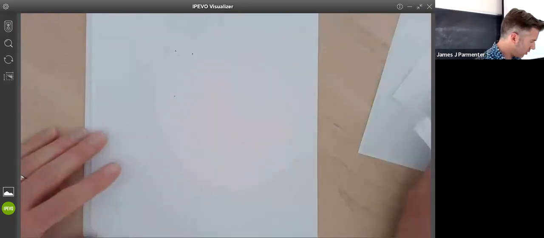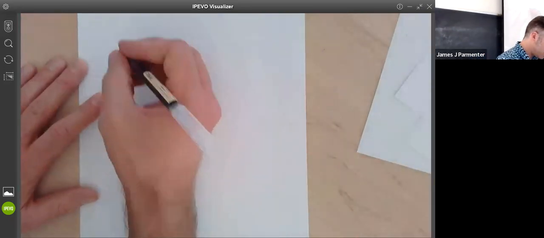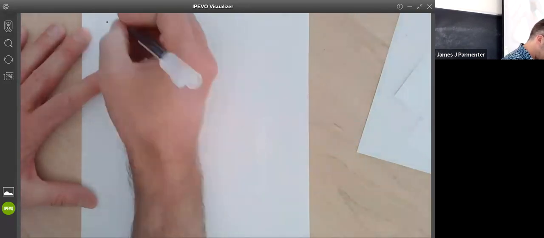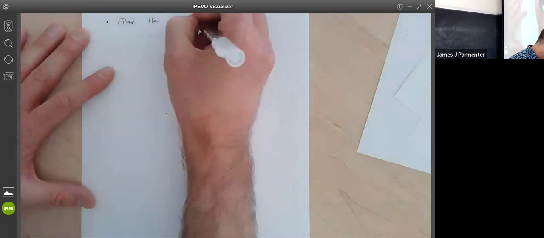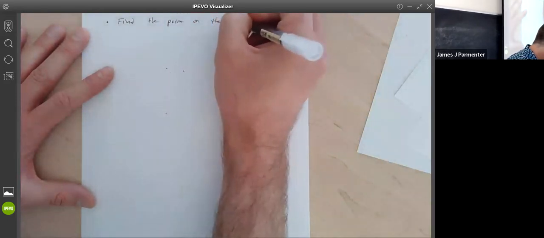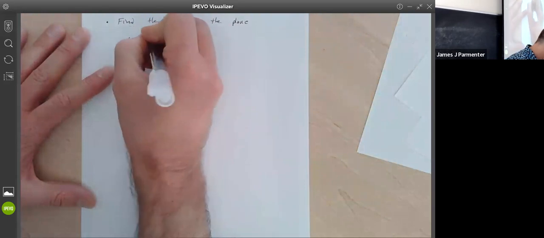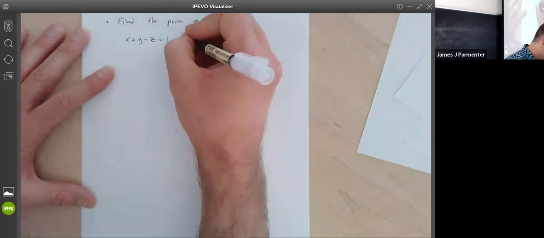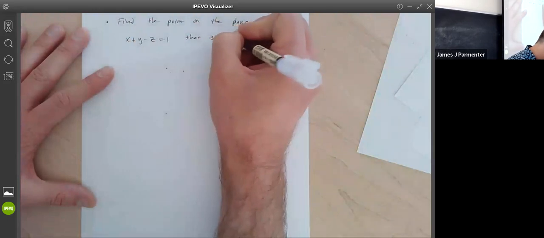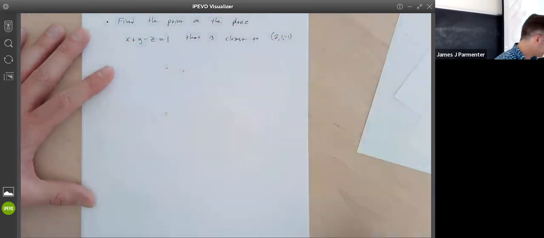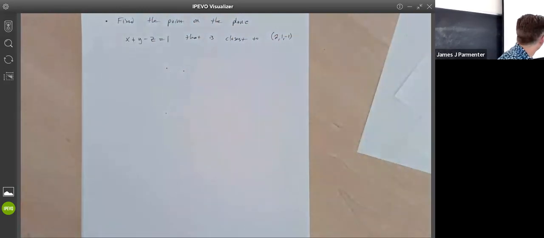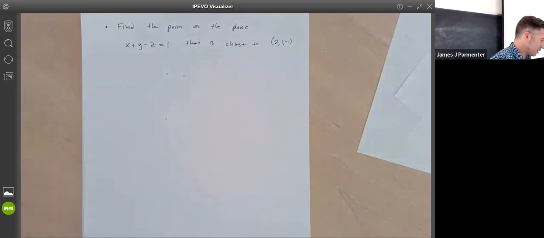So again, there's 2 ways I could phrase this next question. I'm going to phrase it as: find the point on the plane x plus y minus z equal to 1 that is closest to the point 2, 1, negative 1. And this is number 23 from section 9.6, in case that's meaningful or helpful.